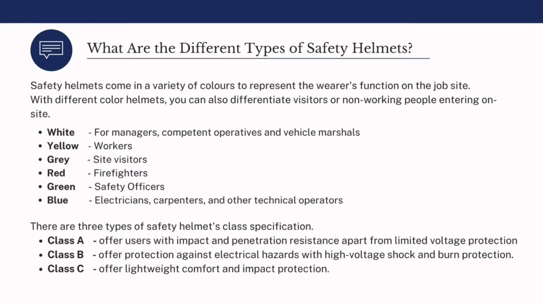As you can see, we have various colors to represent the various functions on the site. With these colors, you can also differentiate visitors or non-working people entering the site. So you can see white is for the manager or competent operative, yellow is for the worker, gray is for the site visitor, red is for the firefighter, green is for the safety officer, and blue is for the electrician, carpenter, or other technical operator. So there are 3 types of safety helmet class specification.